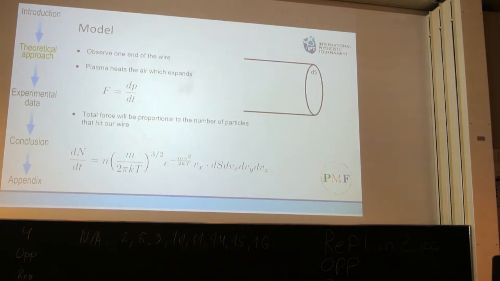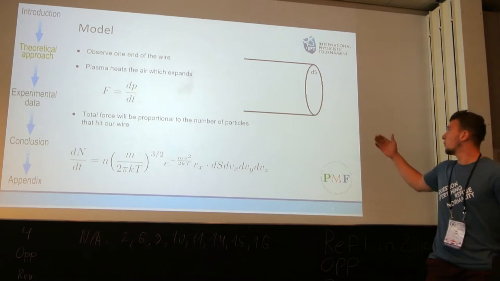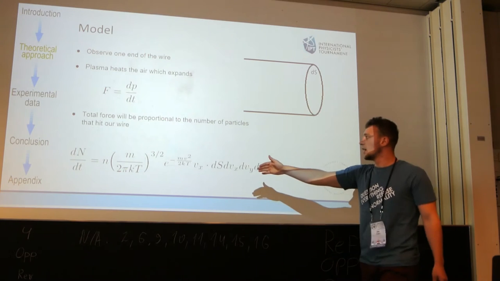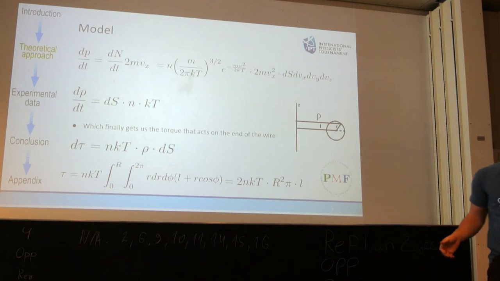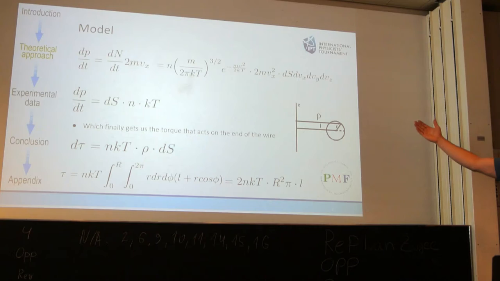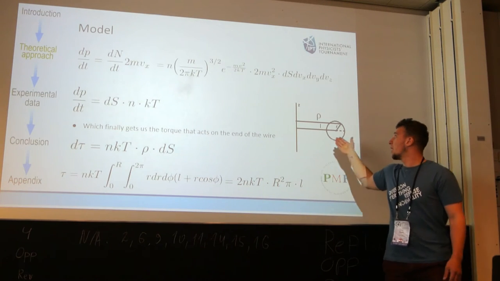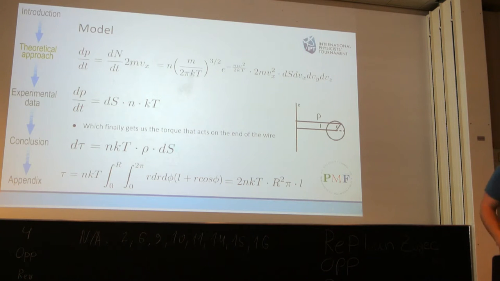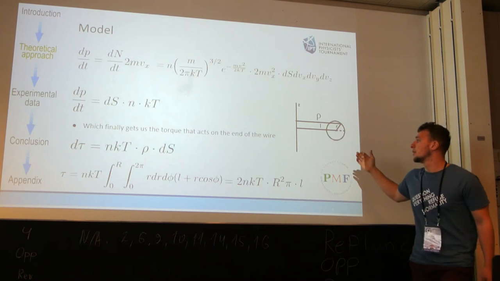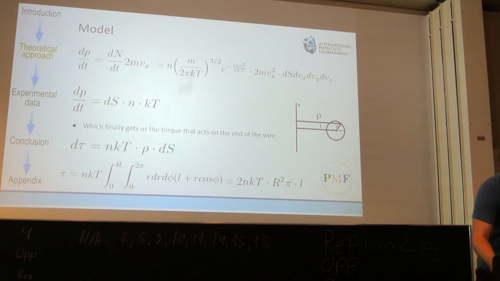With this formula, F equals dp over dt. The total force will be proportional to the number of particles that hit a wire, and we have the number of particles per unit time; we model the number of particles with the Maxwell distribution, which can be seen here. Next, we suppose that the collision is elastic, so the change of momentum is given by this expression, and then the force is just the area of that wire times concentration and temperature and constant k. And that finally gets us to the torque that is present at the wire, but we have to integrate it with this integral, and we obtain this expression.